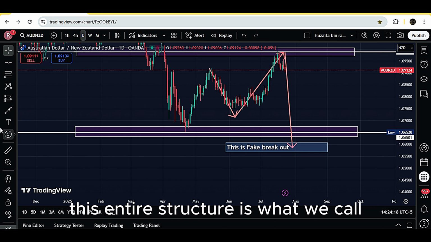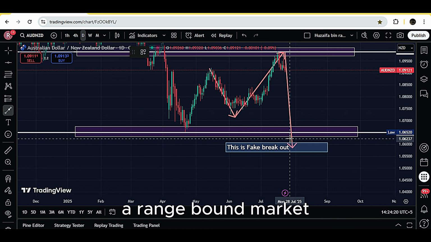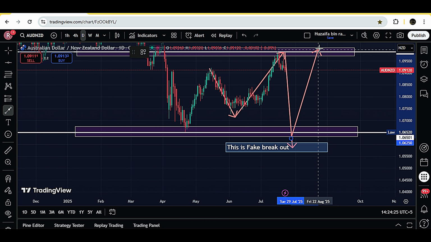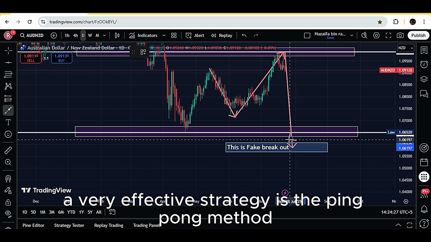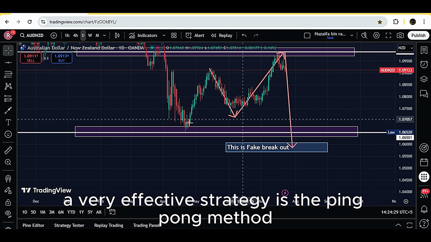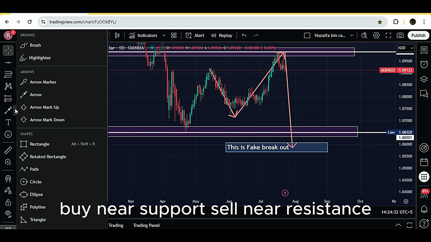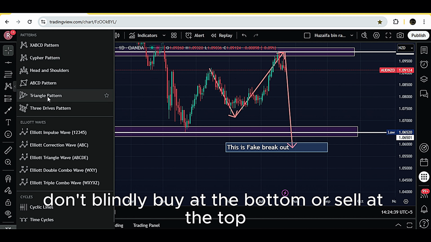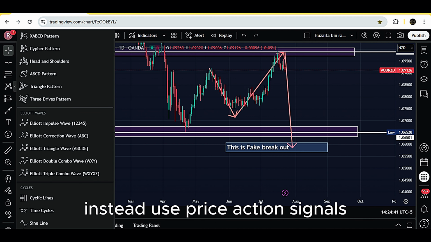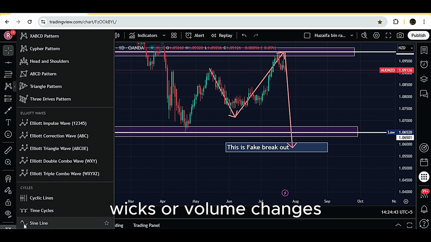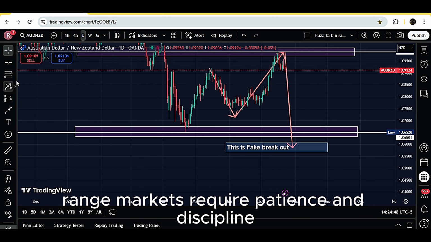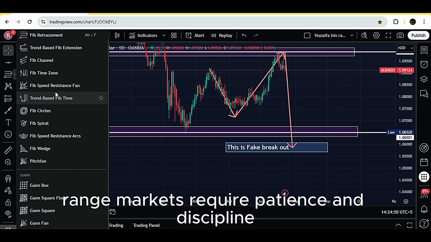This entire structure is what we call a range-bound market, where price oscillates between support and resistance. In such a condition, a very effective strategy is the ping-pong method: buy near support, sell near resistance. It's critical, however, to wait for confirmation. Don't blindly buy at the bottom or sell at the top. Instead, use price action signals, wicks, or volume changes to time your entries with more precision. Range markets require patience and discipline.